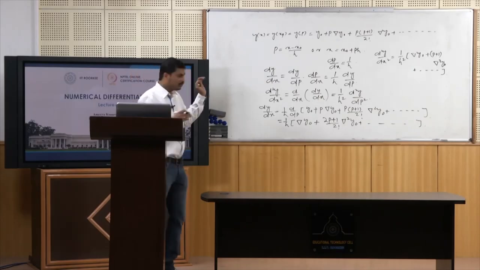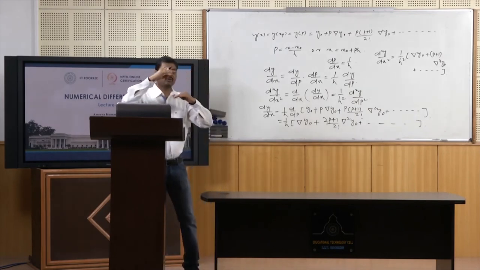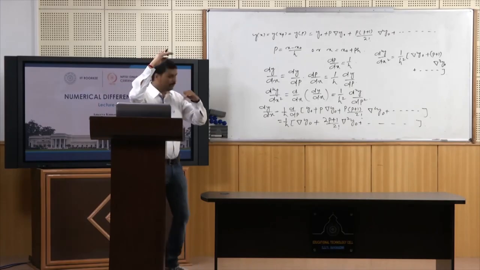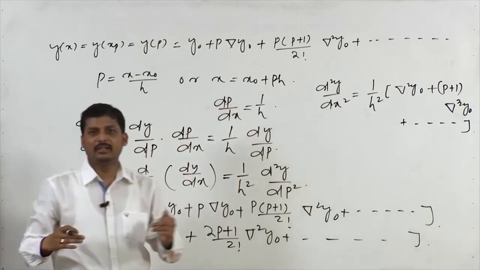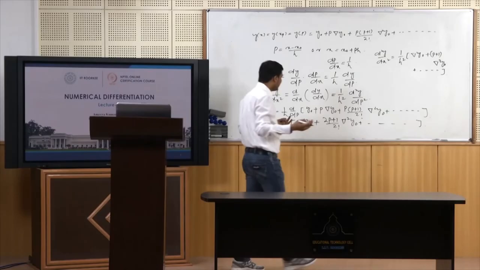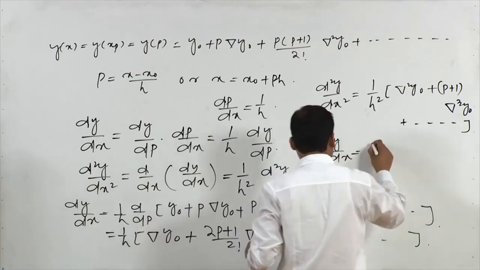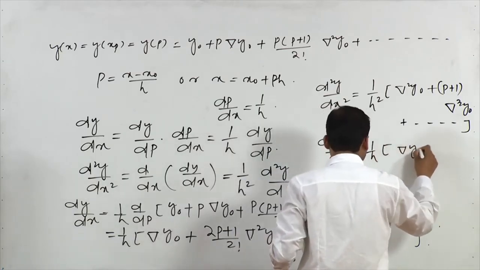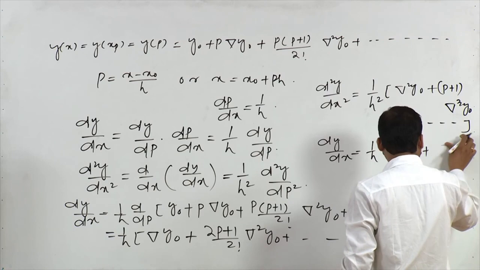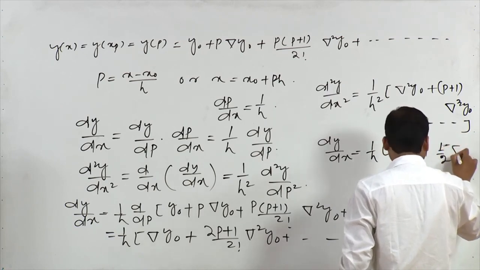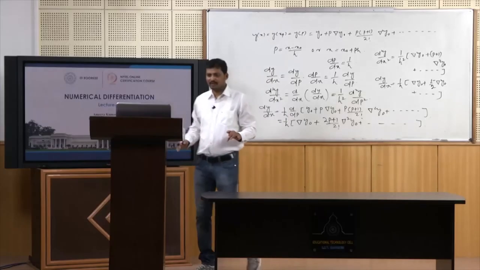So if we put x 0 at the lower end of the table, then the upper points will be represented in the form x of minus 1, x of minus 2, up to x of minus n there. And this means that if x equals x 0 exactly, then we can put p equals 0 here. So your formula can be reduced to dy by dx, which can be represented as 1 by h nabla of y 0 plus, since p equals 0 here, 1 by 2 nabla square of y 0 plus the rest of the terms, from the formulation there itself.